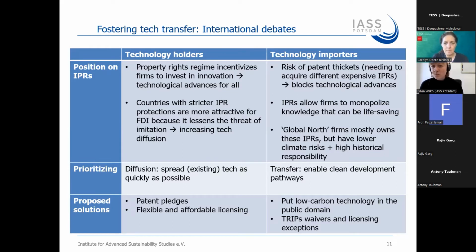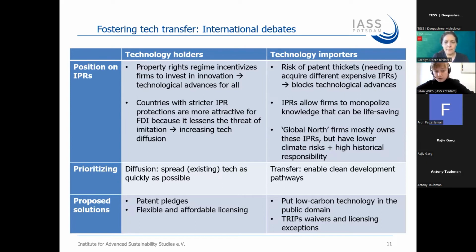But there's also this moral element to it, right? That IPRs allow a firm to monopolize a knowledge that can be life-saving. And I think a lot of us in this meeting would agree that climate change is pretty life-threatening issue. And also there's the north-south imbalances that I talked about earlier, where basically a lot of the value is flowing back to those firms that own IPRs, which are usually located in countries that have higher responsibility and lower risks.